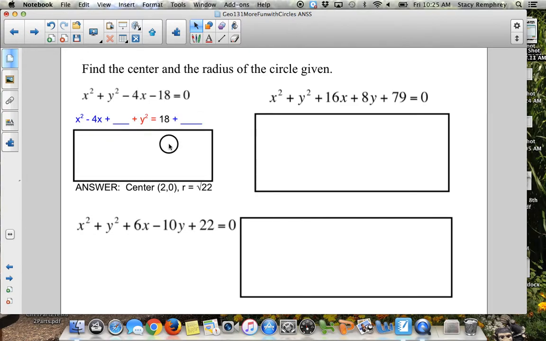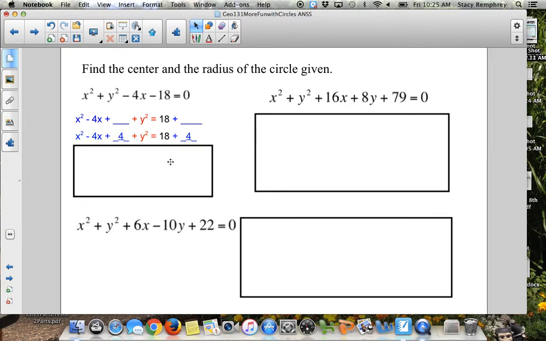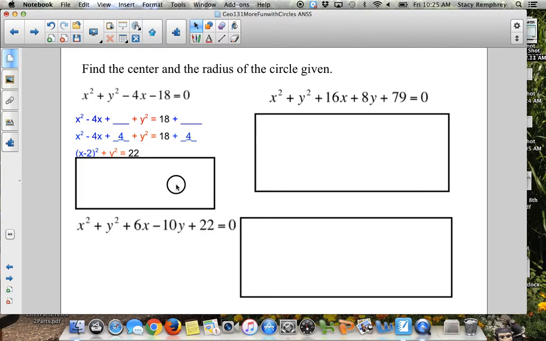So, I have the answer right there. I moved the x's near each other, the y, and you can see the 18 I moved to the other side. Now I'm going to complete the square in blue, and since I'm adding something to the left side, I have to make sure I add it to the right side as well. So half of 4 is 2, 2 squared is 4, add that to both sides.